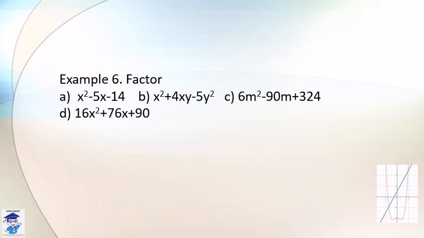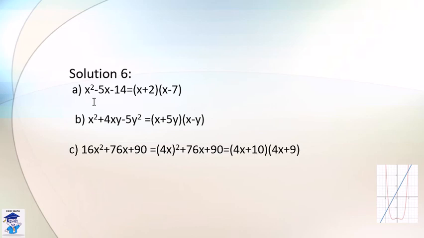Example 6, there are 4 questions. A: x squared minus 5x minus 14. Number B: x squared plus 4xy minus 5y squared. Number C: 6m squared minus 90m plus 324. D: 16x squared plus 76x plus 90.